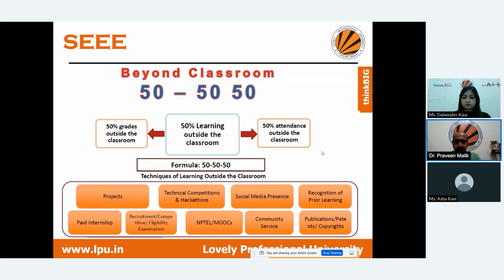Okay, this is the complete picture of the education revolution, which is a 50-50-50, right? So 50% grades outside the classroom, 50% learning outside the classroom, and 50% attendance outside the classroom. It means you can get grades for whatever you are working on outside the classroom, you can learn outside your classroom by 50%, and yes, of course, you can get the attendance also. If you are taking a project from the industry, or from any client, you can get the attendance also.